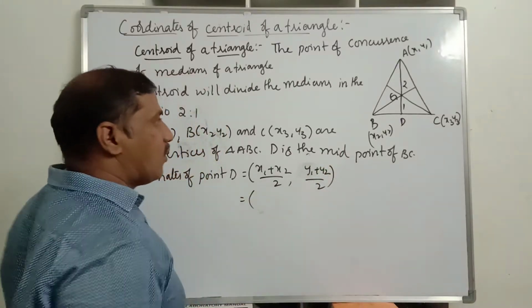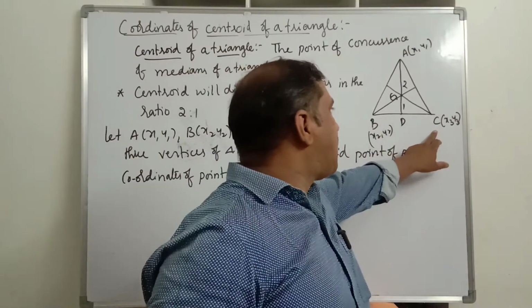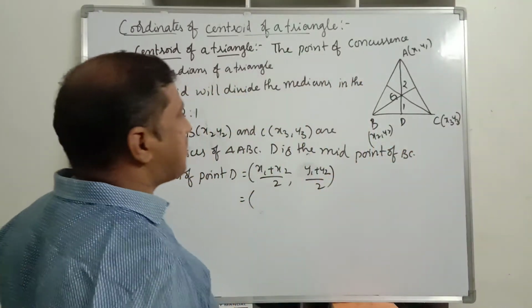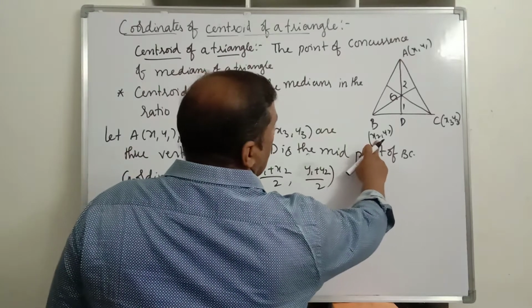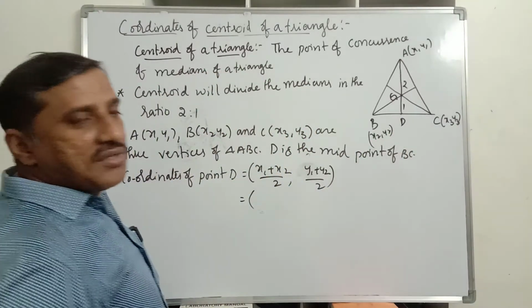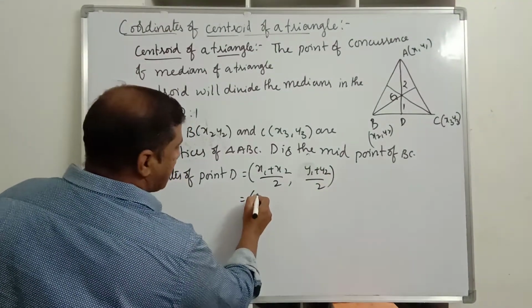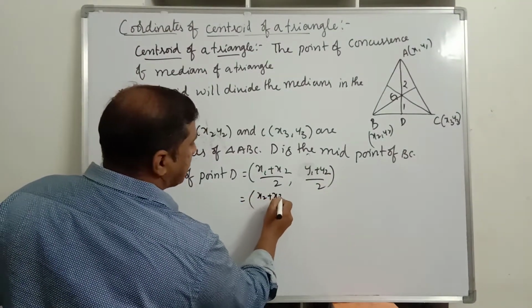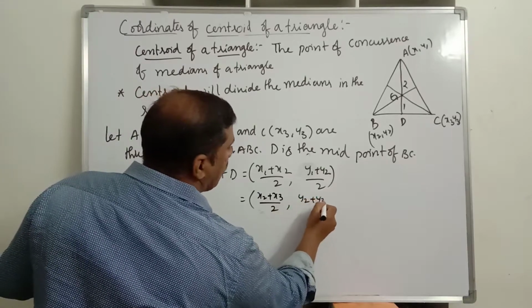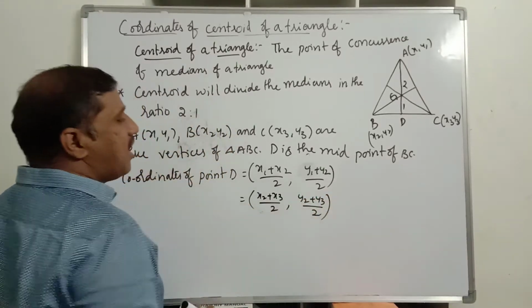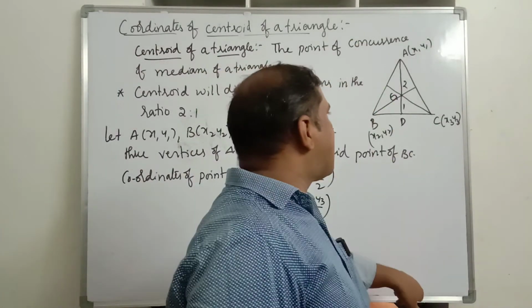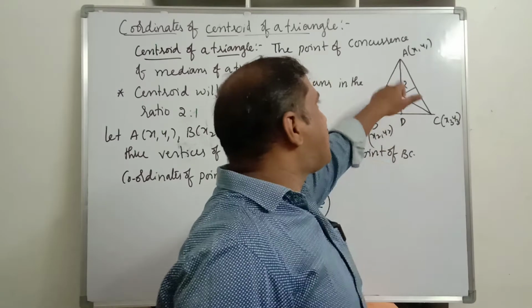D is the midpoint of BC. Now B will act as the first point, D will act as the second point. Here x1 is x2, y1 is y2, x2 is x3, y2 is y3. Therefore we will get x2 plus x3 divided by 2 comma y2 plus y3 by 2. Now this is the coordinates of point D. Now AD is the line segment, and G is the centroid which is dividing it.